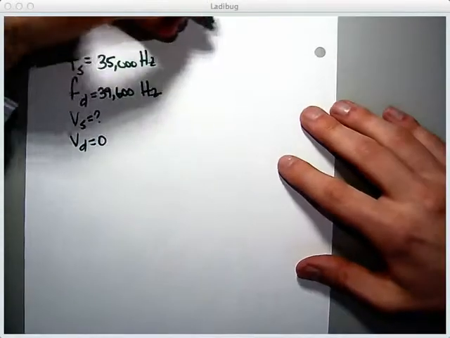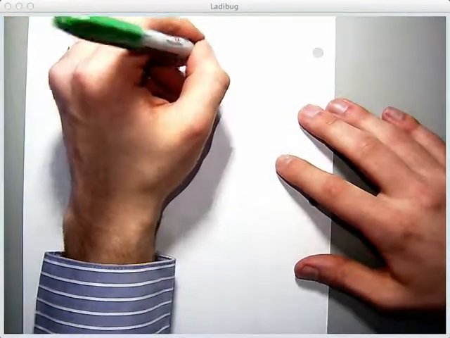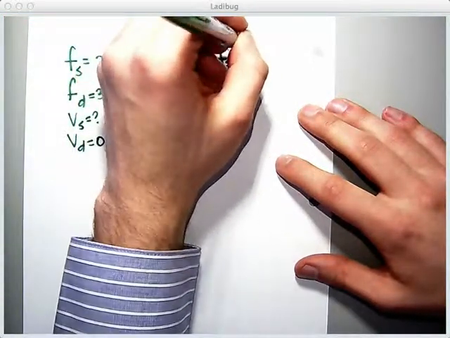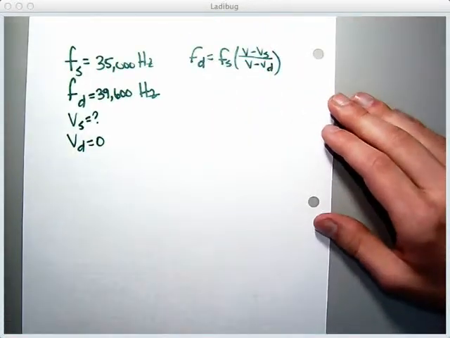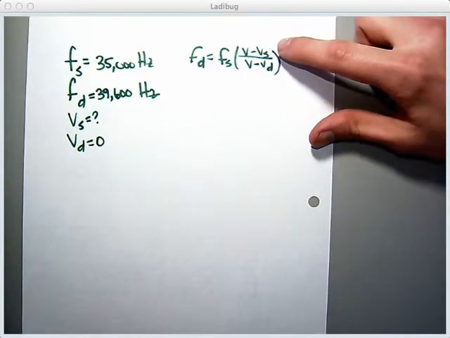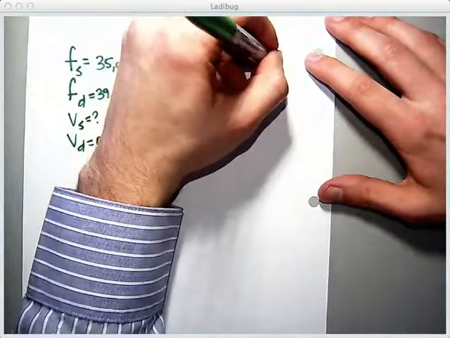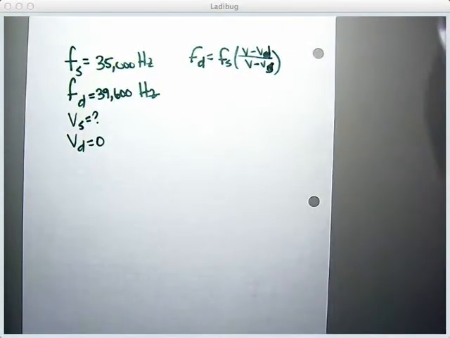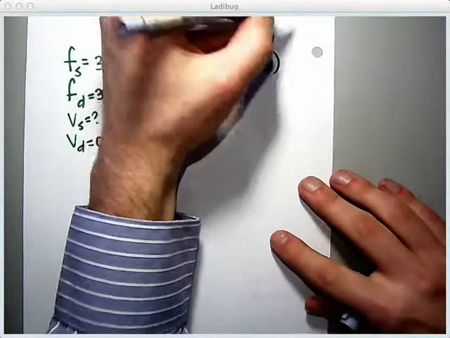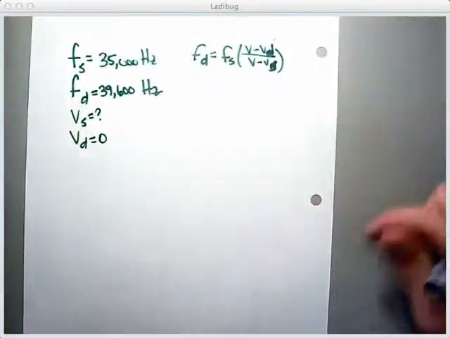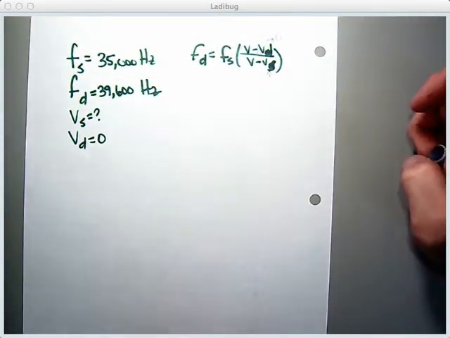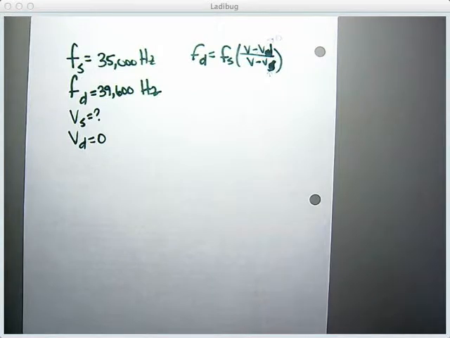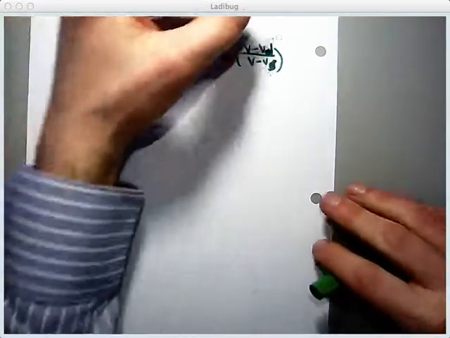So my equation: FD equals FS times V minus VS over V minus VD. Wait, it's V minus VD over V minus VS, right? I got that backwards. Since the police car is stationary, VD is 0. I'm solving here for VS. That's going to be kind of a pain. You can't see that one. Oh, sorry. It's going to appear in 5 minutes.